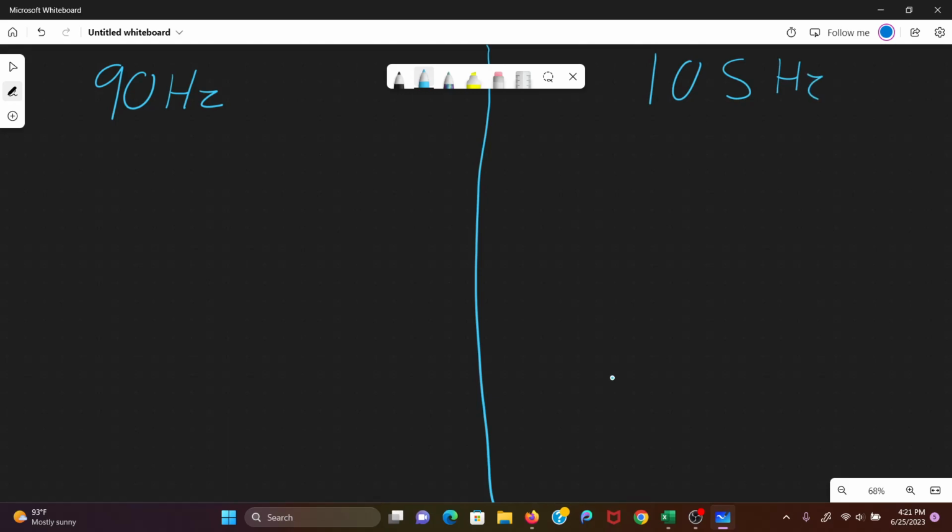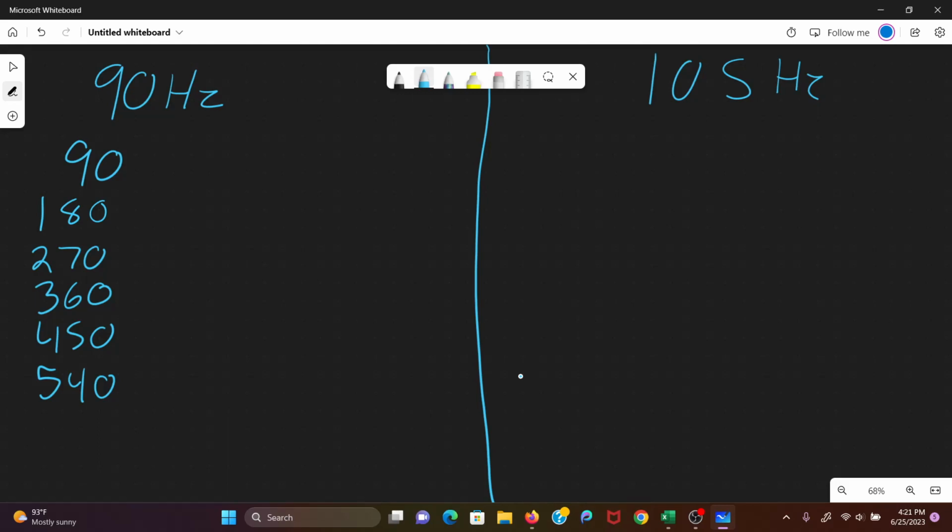So the first 6 harmonics of 90 is basically you're just counting up by 9s and multiplying it by 10. So your first 6 harmonics are 90, 180, 270, 360, 450, and 540. There you go.